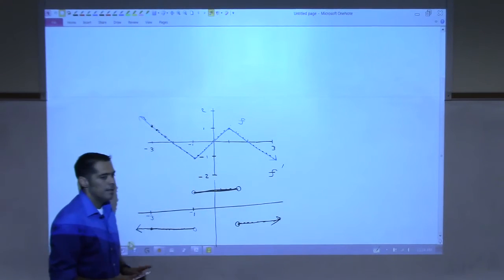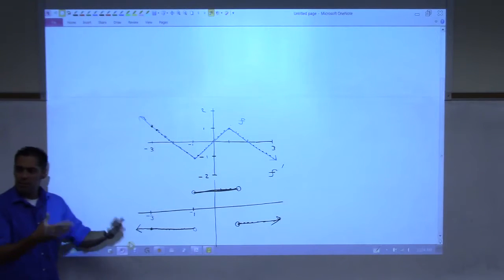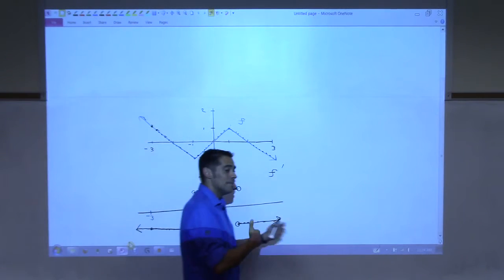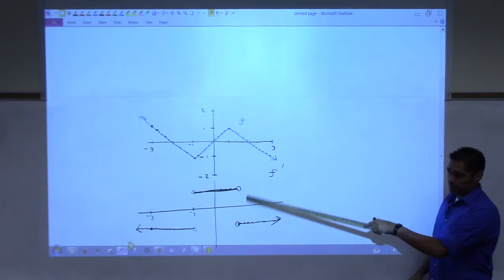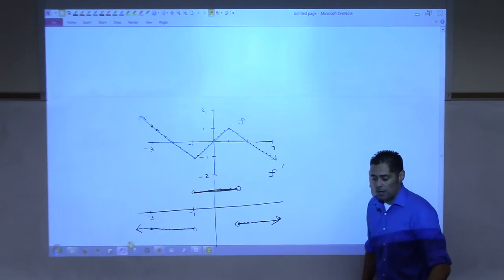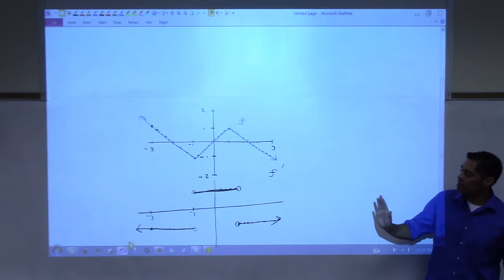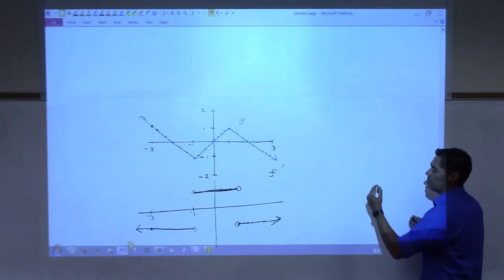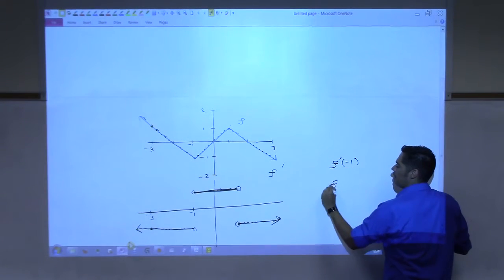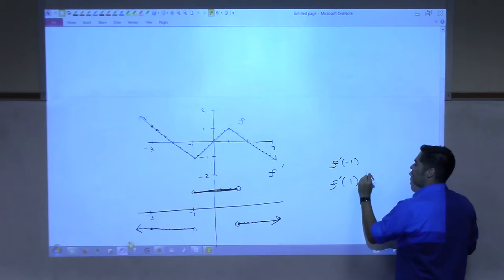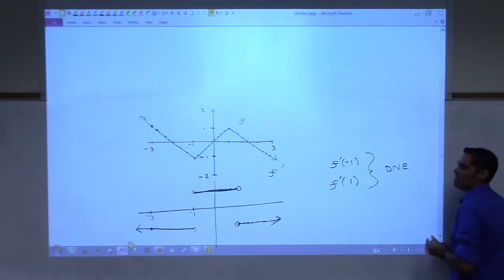Do you remember that we define the derivative as a limit? Sometimes that limit doesn't exist. This is an example of a function where its derivative doesn't exist. Where does the derivative not exist for this function? f prime of -1 and f prime of 1, both of these do not exist. The derivative does not exist.